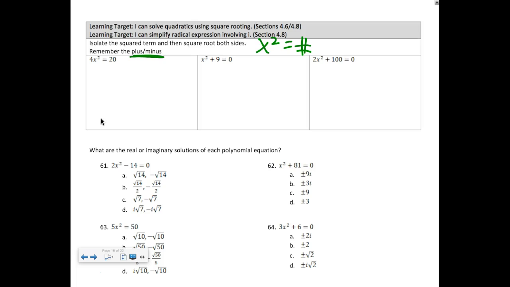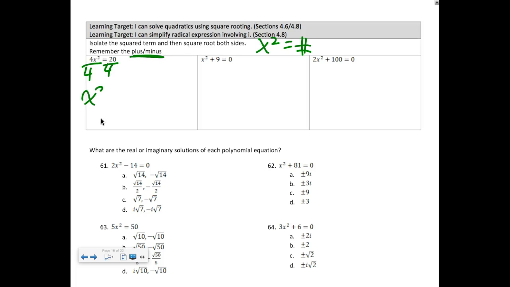And then also, if you ever square root a negative, you will have an i. So all things we've been talking about a bunch. This one's not ready to go. What do I have to do to both sides? I have to divide by 4, I think is what I heard. Yes. All right, so I'm going to divide by 4 on both sides.